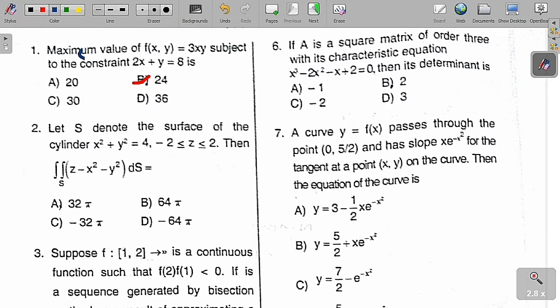So let's get started. Now, this is the first question that we are going to solve. What is the maximum value of f of x comma y is equal to 3xy subject to the constraint 2x plus y is equal to 8?